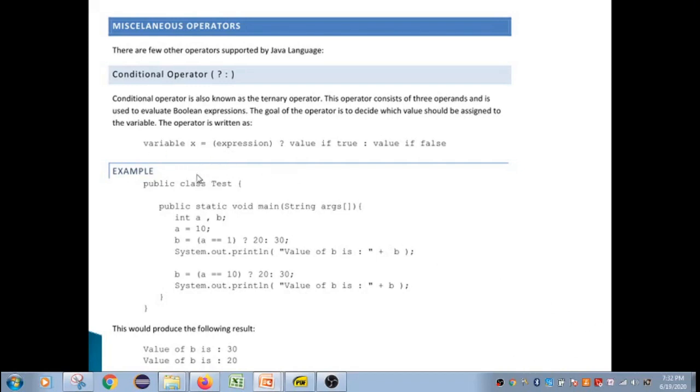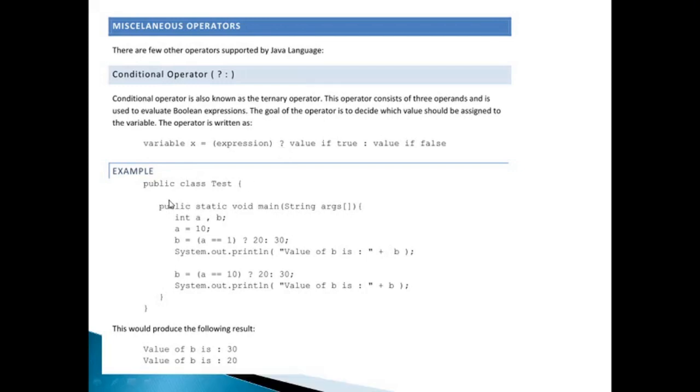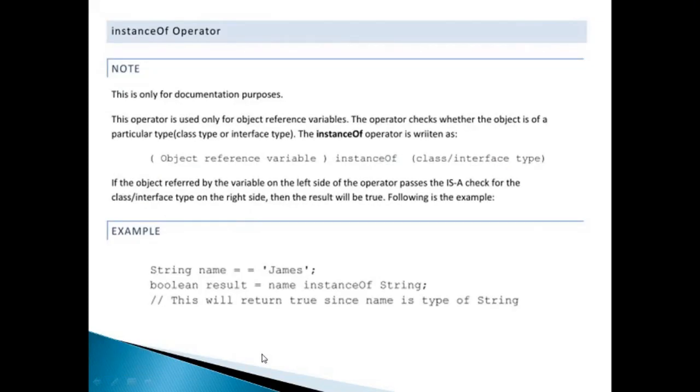Okay, then this example tells us the story of this conditional operator. Here a is equal to 10. Now this condition, what is it doing? It checks whether a is equal to 1, but a is 10, so a is not equal to 1. In that case 30 will be assigned to b, so 30 will be output. And in this one, if a is equal to 10, this condition is true, then 20 will be assigned to b, and it will get printed over here.